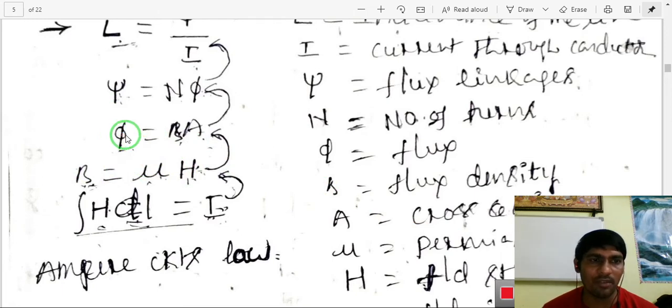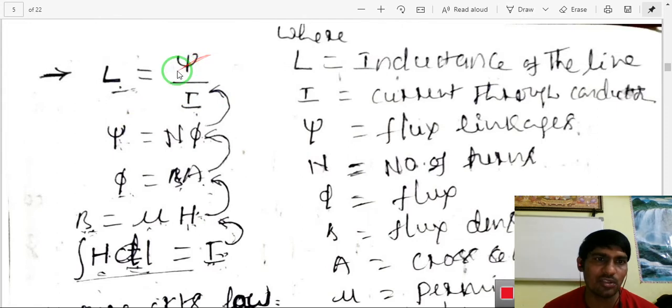If you know the flux density, from that you can find the flux. The formula for flux phi equal to B into A, where B equals flux density and A equals the cross section area of the conductor. We have already found B, so from that you can find the flux value. From this flux you can find the flux linkages: psi equal to N into phi, where the flux links with N number of strands.